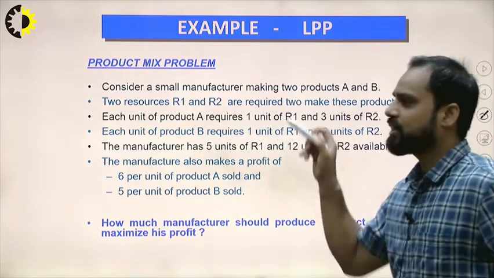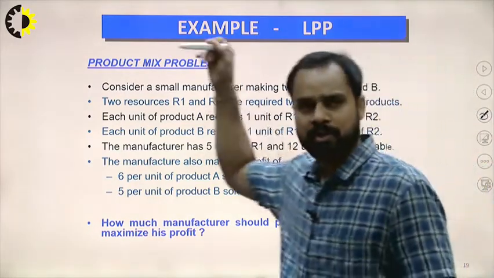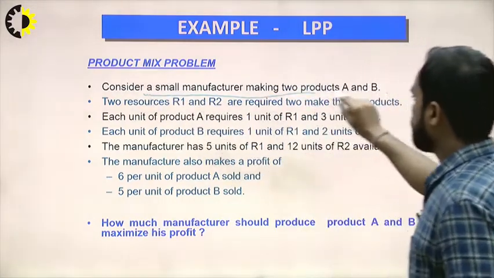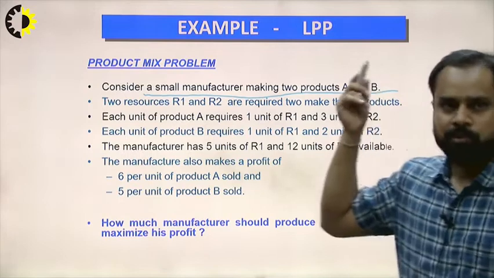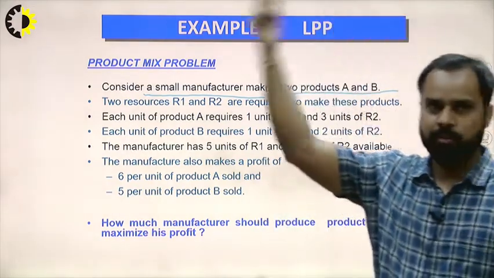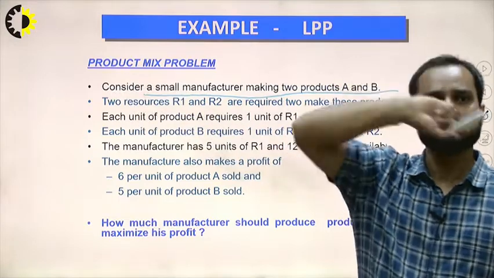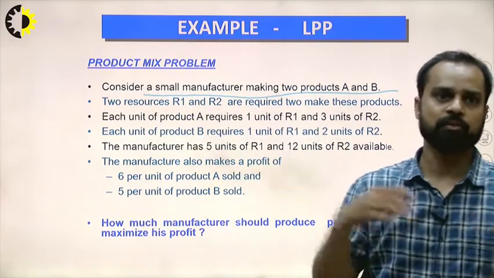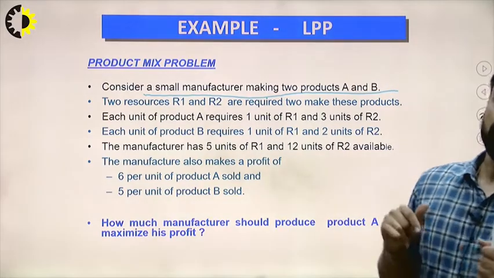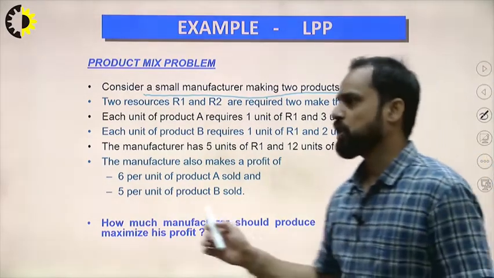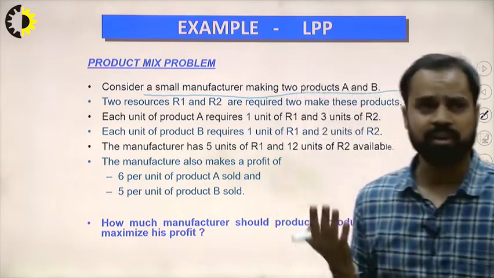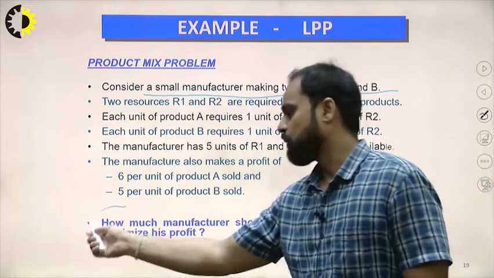So we are considering a problem. It is a product mix problem. A small manufacturer makes two products, A and B, and the problem is given in description form. Firstly we have to convert it into mathematical form, and converting any description into mathematical form is called transformation, right? So how can we convert? Firstly we have to decide the decision variables. How can we decide the decision variables? On the basis of the requirement of the question.